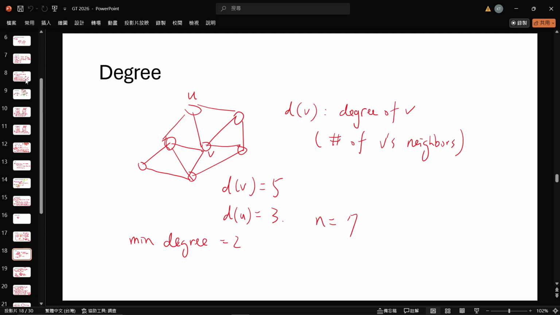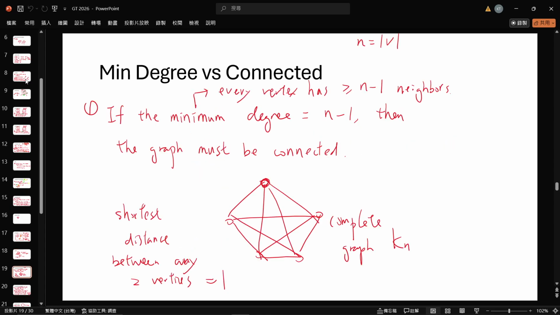In this part, we considered the relationship between minimum degree and whether we can ensure that the graph is connected based on the minimum degree. Recall the minimum degree is just the smallest degree among all the vertices in the graph. So in this graph, the smallest degree will be the degree of this vertex. This one has a degree of 2, meaning the graph has a minimum degree of 2.